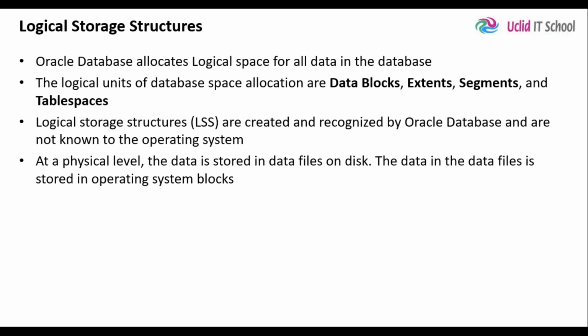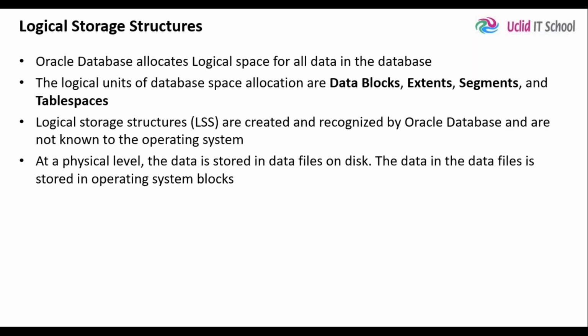Then the second one is logical storage structures. Oracle database allocates logical space for all data in the database. So when you store the data in the database, the physical space is allocated using logical units. The logical units of database space allocation are data blocks, extents, segments, and tablespaces. These are the logical units of space allocation, also called logical storage structures.